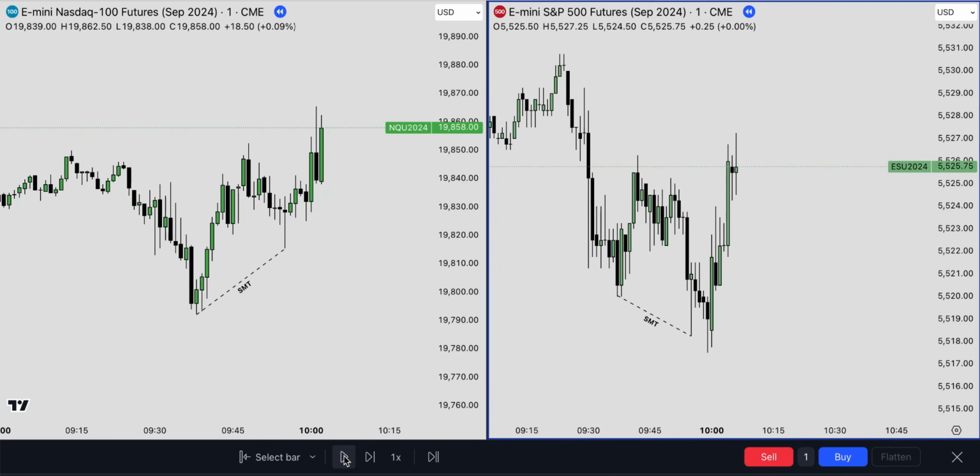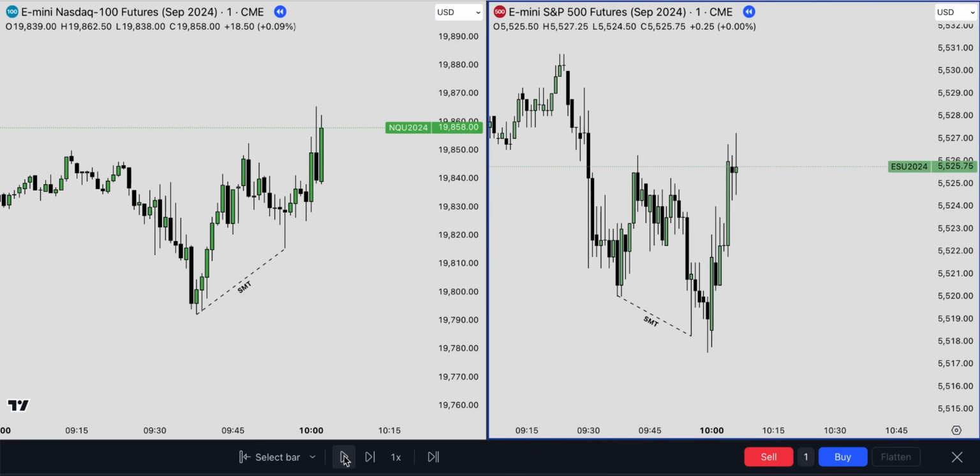Okay, but that is what an SMT is. It's very simple. It's just a divergence between two correlated assets, and I want to make something very clear. You use this as a confluence, okay? You don't place trades based off SMTs. So if you see an SMT, you don't just go long. It doesn't work that way. You still have to have your entry model and the actual model that you trade, okay? It has to appear on the chart.